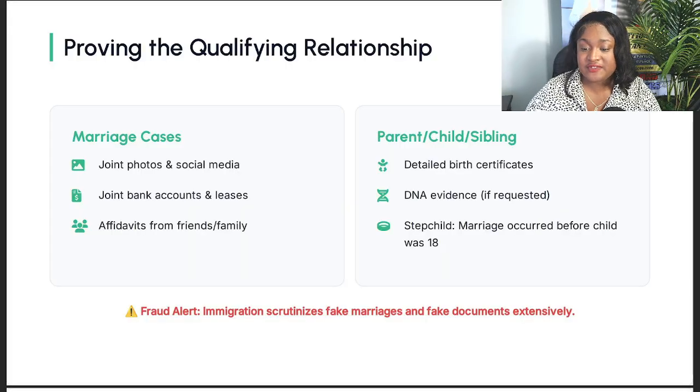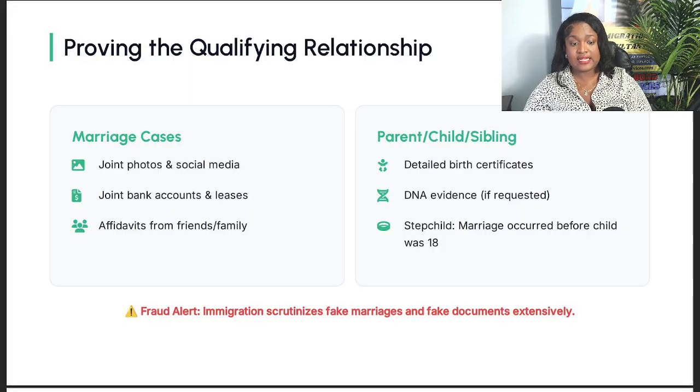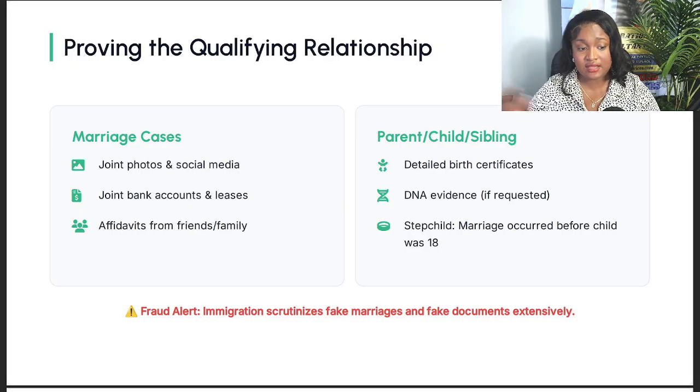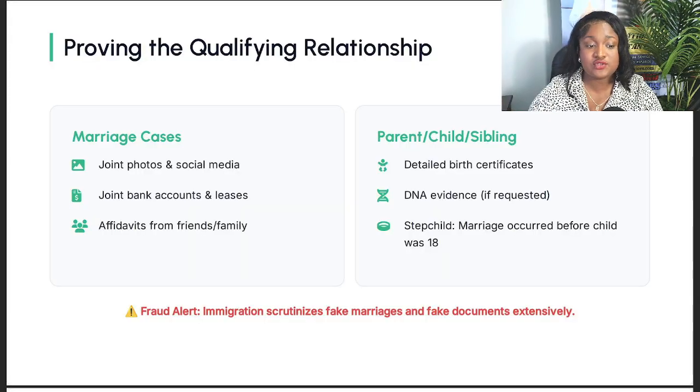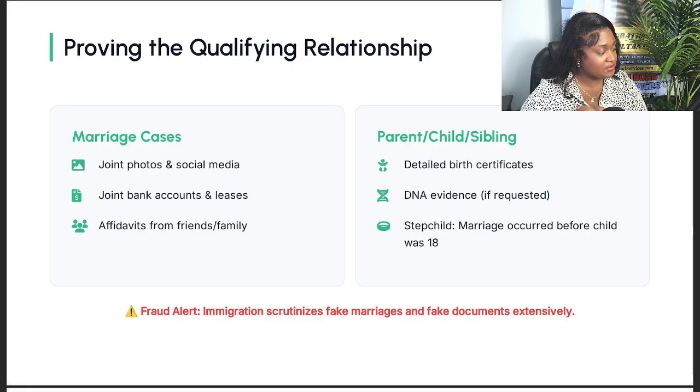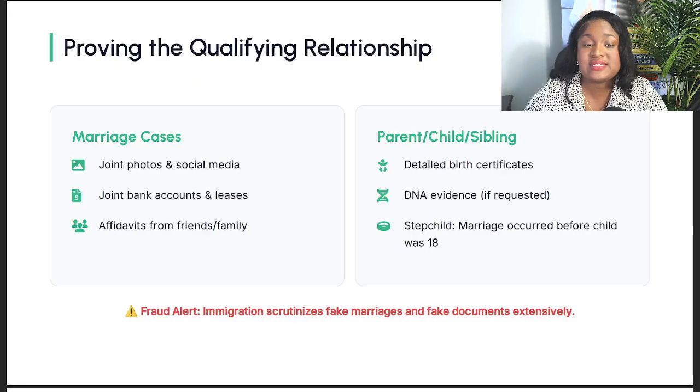Immigration scrutinizes fake marriages and fake documents extensively, so they will double check. Some people live together on an apartment lease, and the other person is not on the lease. They just take a screenshot, Photoshop it, and add the name to the lease. They will scrutinize, so you need to make sure everything you send to USCIS is real. So if you're married to somebody, start building that proof.